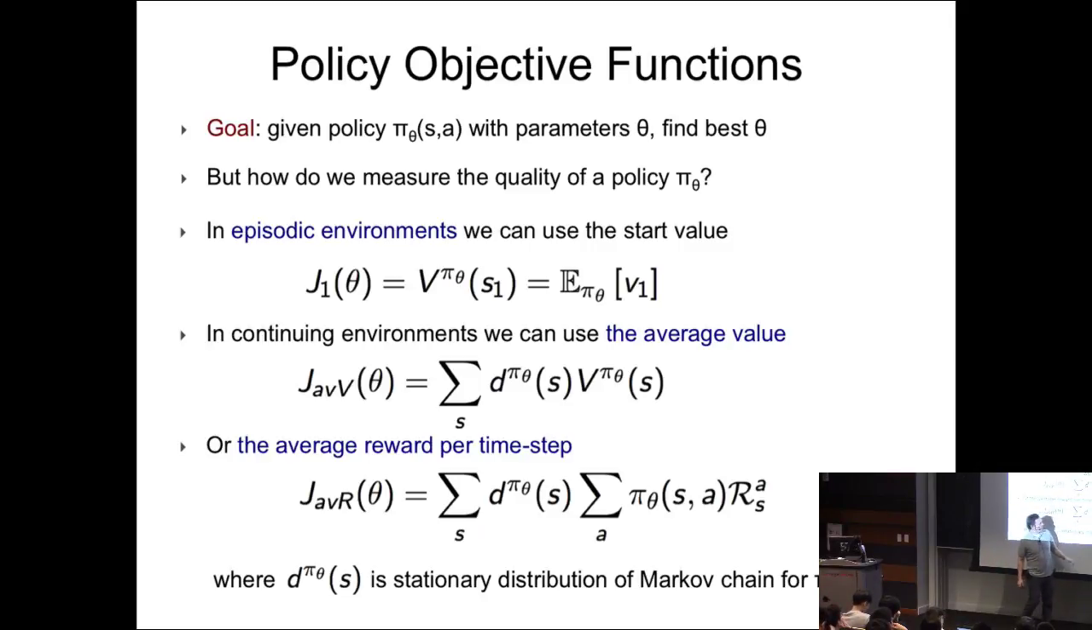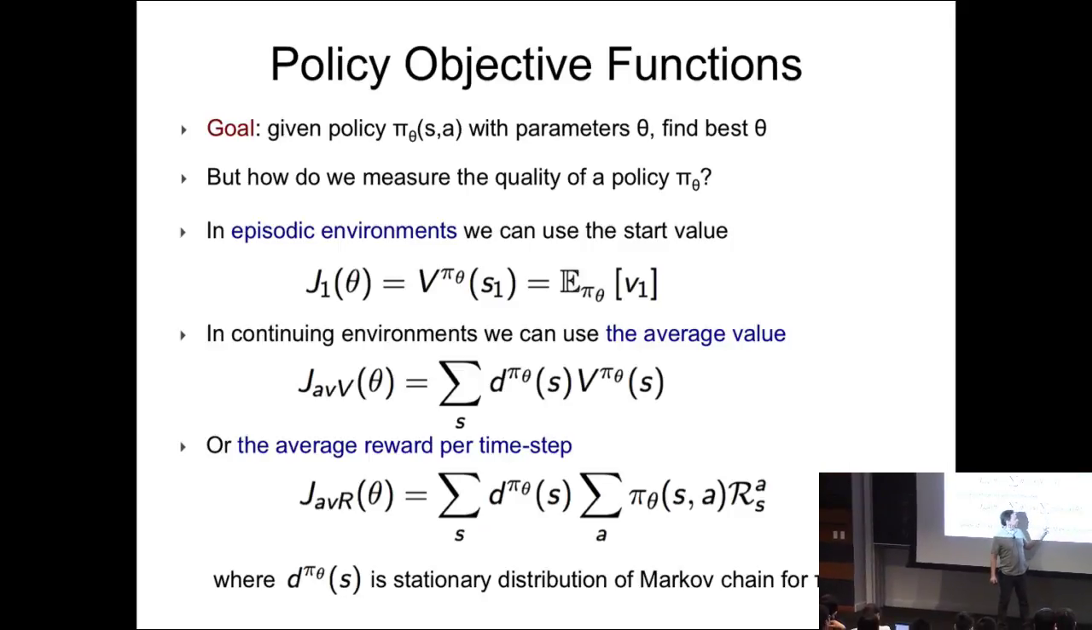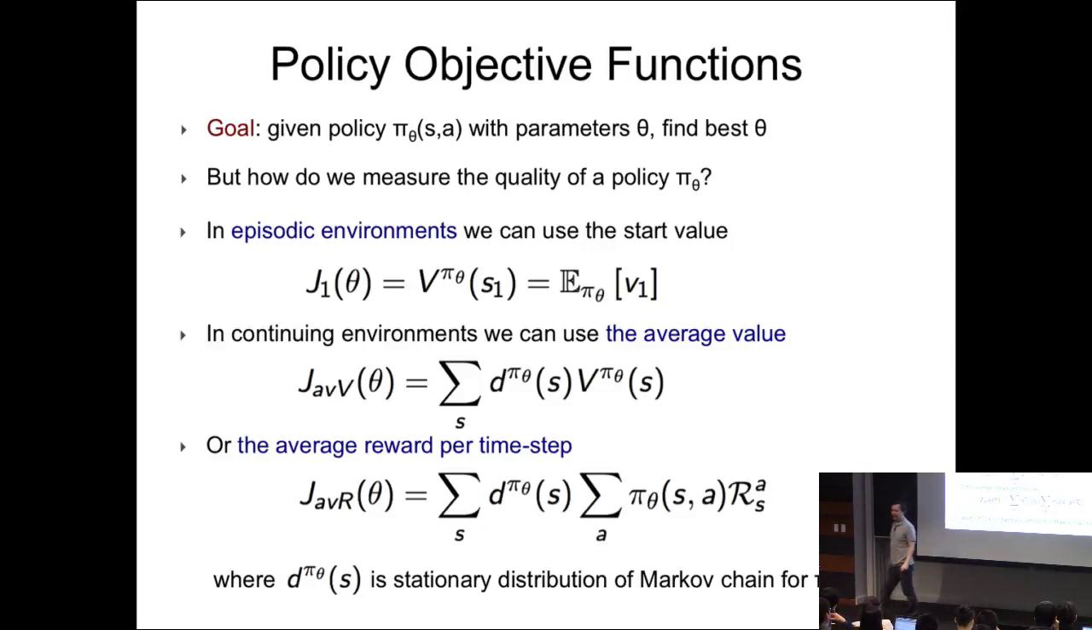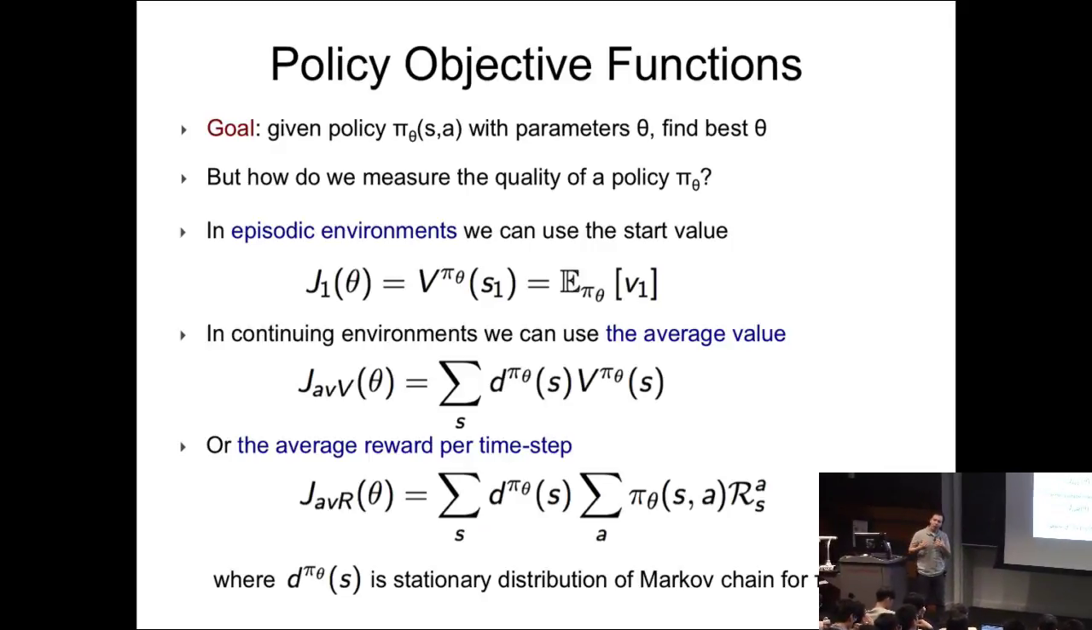Or you can also look at what's sometimes called average reward per time step. So you basically look at the weighted average of all possible actions and the reward you get by being in a particular state, weighted by the probability of being in that state. You think of d as the probability of being in a particular state, according to your Markov decision process on the policy pi. Okay?